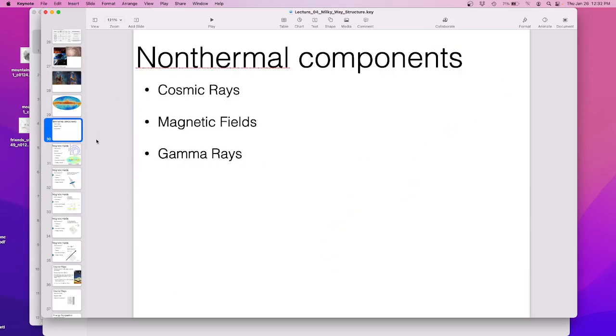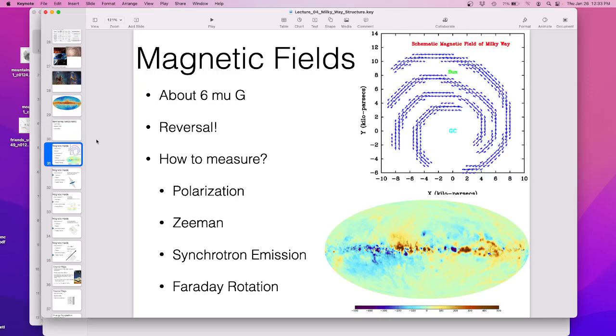Let's talk about the non-thermal components of the galaxy, and these are cosmic rays, magnetic fields, and gamma rays. What do I mean by non-thermal? That means things that aren't made by thermodynamic processes. There are other processes that make these things. Cosmic rays and gamma rays come from explosions, and magnetic fields come from the dynamo. I'll talk about each one of these a little bit. But let's talk about the magnetic fields. The galaxy has a magnetic field of about 6 microgauss. How big is a gauss?